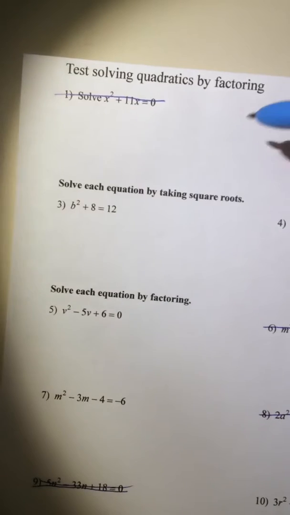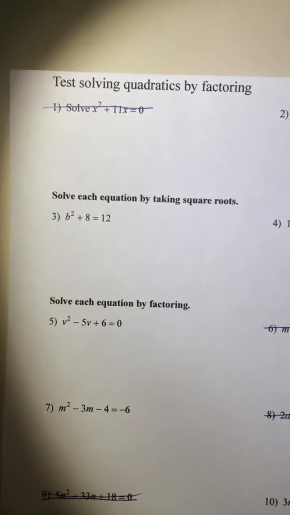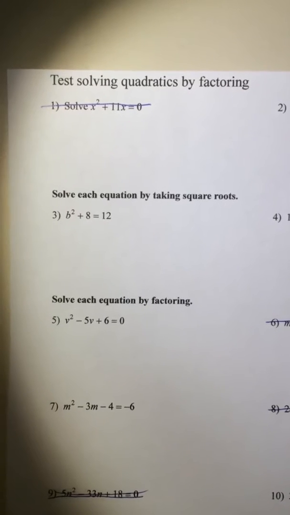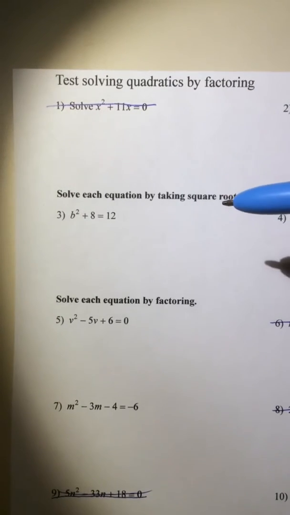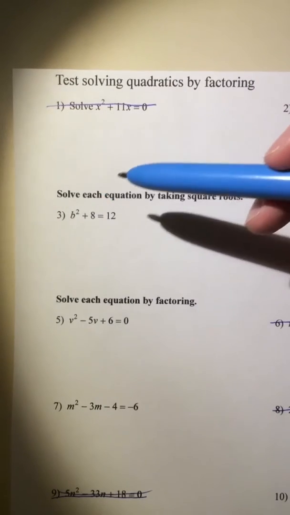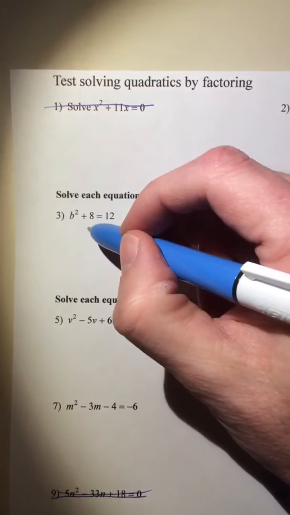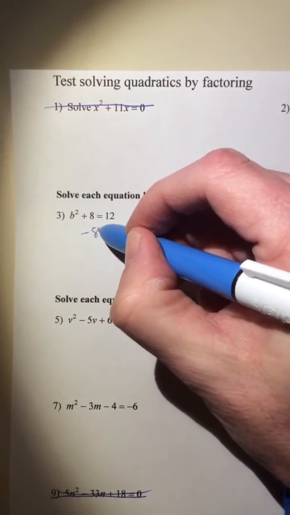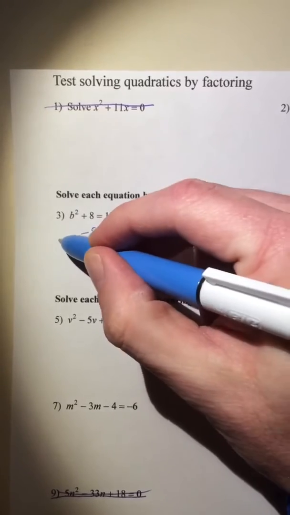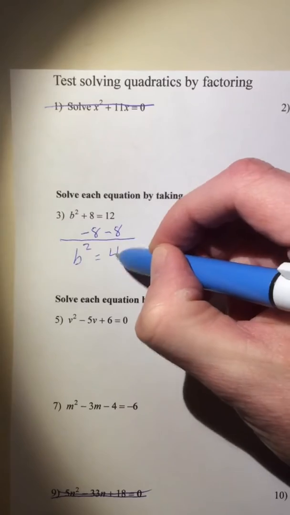Easy stuff. Okay. So here, we don't always have to do factoring. Sometimes we can just take the square root of both sides. If we're going to do that, what we need to do first is isolate the variable. So we have b squared plus 8 equals 12. We need to isolate the variable, so we're going to subtract 8 from both sides, and we get b squared equals 4.